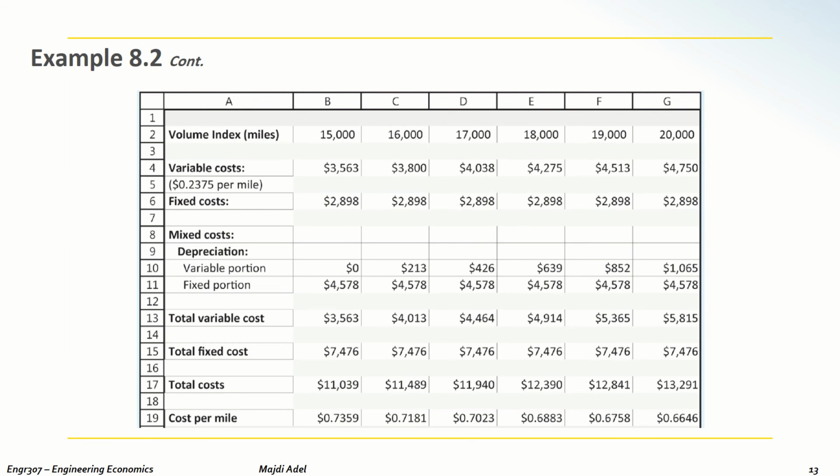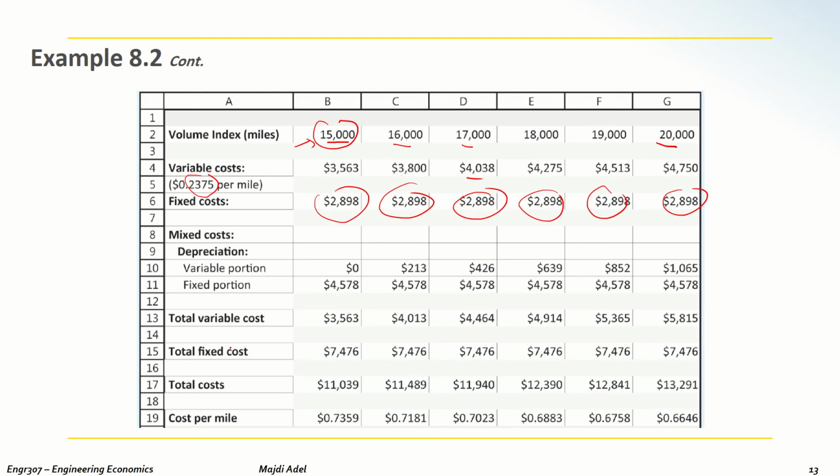So here we have the volume index starting from 15,000 to 20,000, and we have now the variable cost. The variable cost for the first 15,000 is going to be 0.2375 multiplied by 15,000, which is 3,563, and the same for 16,000, which is 0.2375 multiplied by 16,000, for 17,000 multiplied by 17,000, and so on. And this fixed cost doesn't depend on the volume index, it will remain constant.